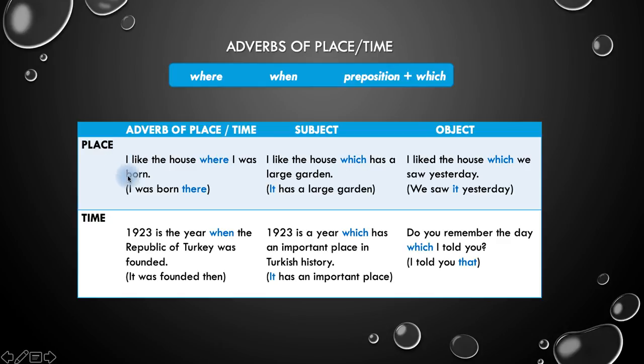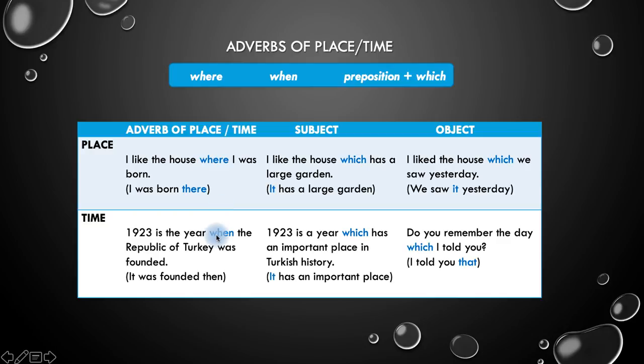Here is a sentence. I like the house where I was born. Where describes the place here. The house where I was born. I was born there, right? This is what we're trying to say. That's an adverb of place. It defines the place.